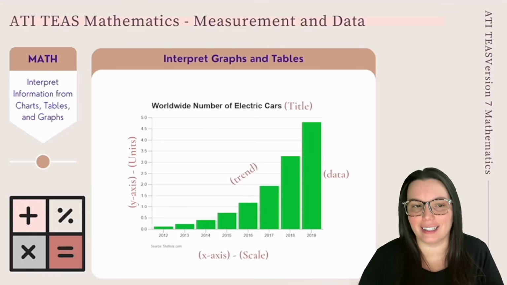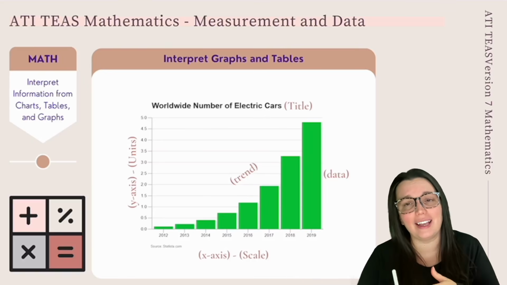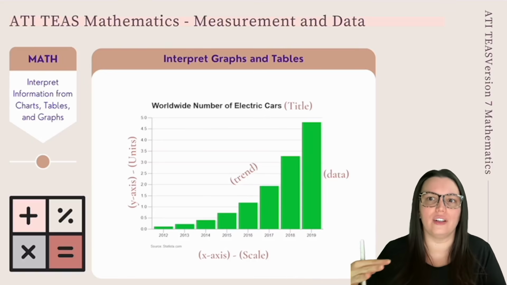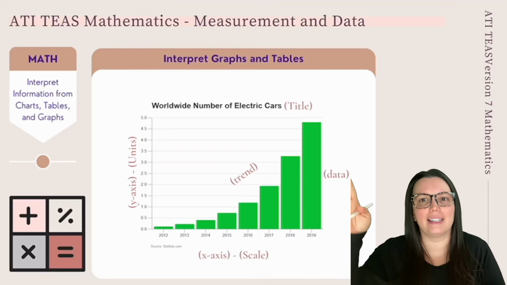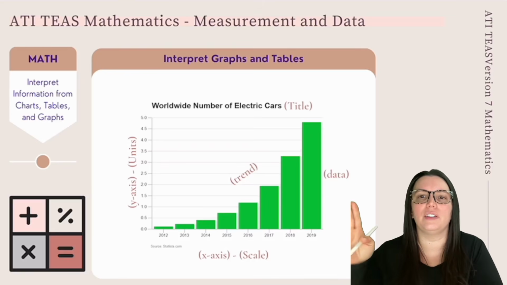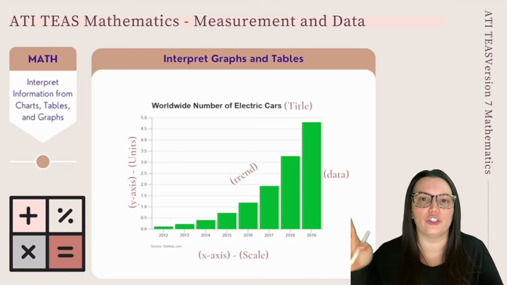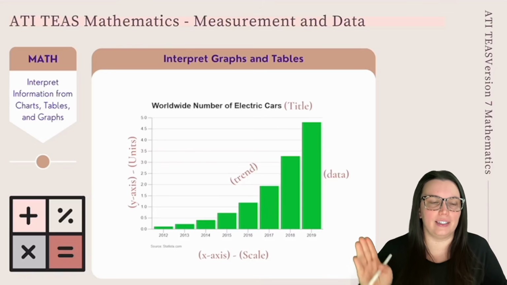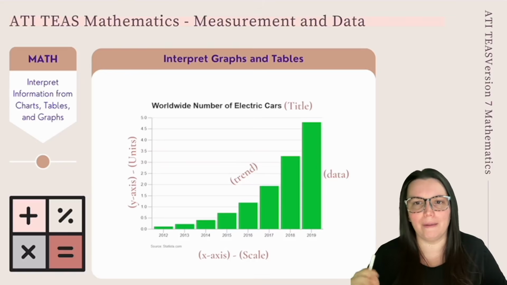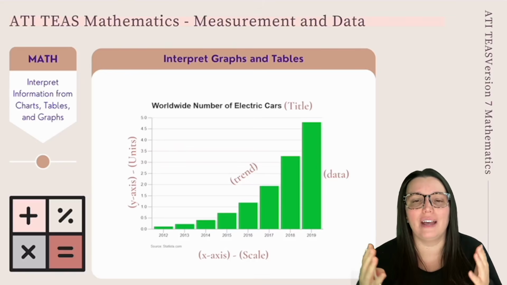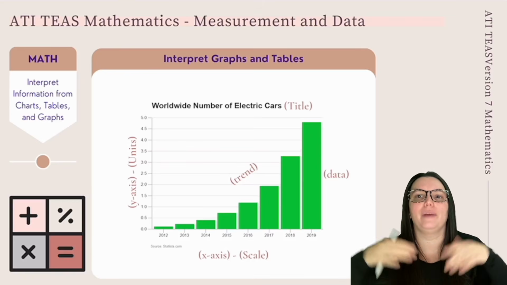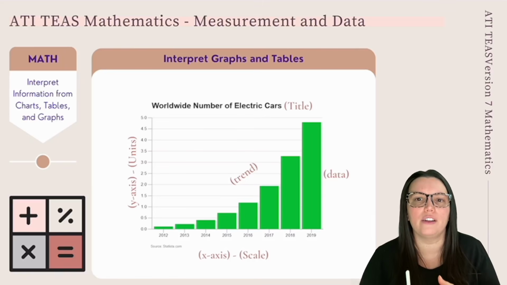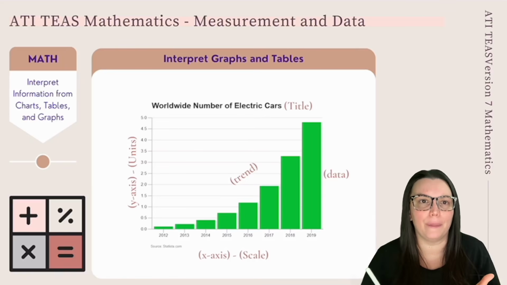Next, we have axes. We have an x-axis, which is our horizontal axis, and a y-axis that will tell us specifically what the variables are that we're measuring, right? At the bottom, we're measuring by years, and at the top, we're measuring by units, right? We also have data. Data is just that information as a whole that is being plotted on the graph or listed on a table.